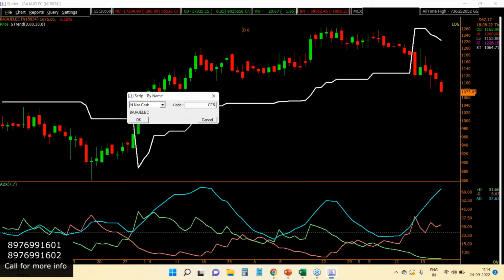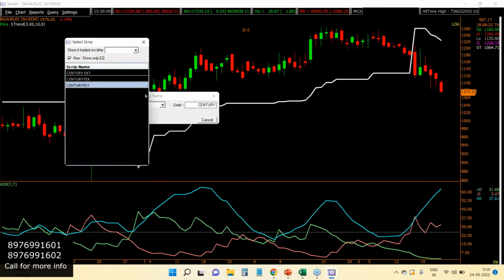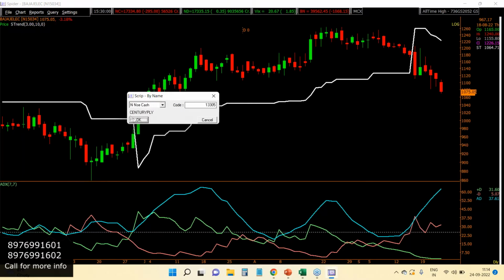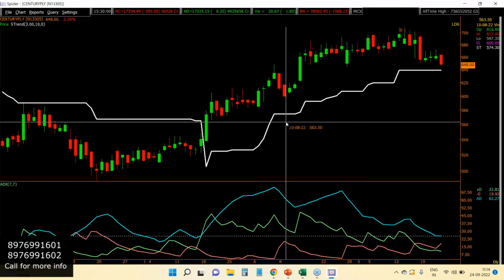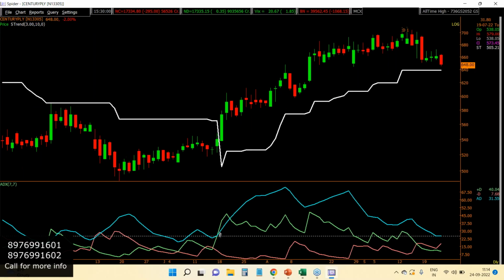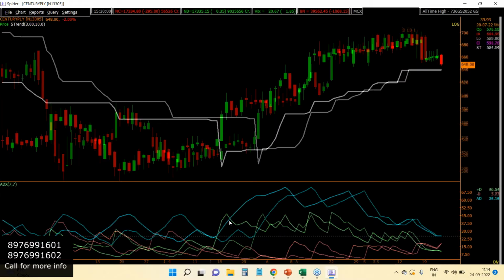If I just see Century Ply, the same example which I have shown you in Bajaj Electric, it has crossed the level of 25. Also, the positive DI is above the negative DI, and above the 25 level. Again, it is following the ADX. As you can see, the ADX keeps on rising. So these are the few things that we have to keep in our mind.